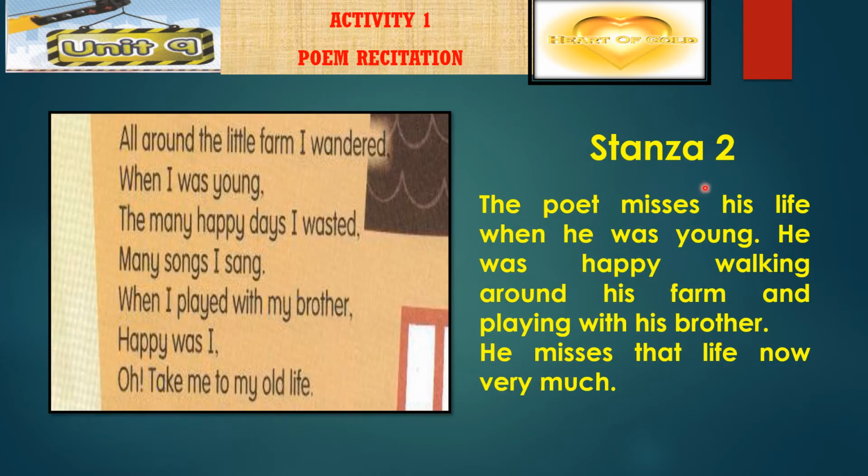In stanza 2, the poet misses his life when he was young. Because you can see, when I was young, the many happy days I wasted. So he really missed that. He was happy walking around his farm and playing with his brother. So he misses that life now very much. That's why he said here, oh, take me to my old life. Because he was missing his old life.